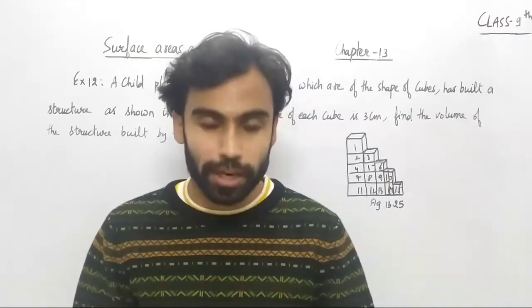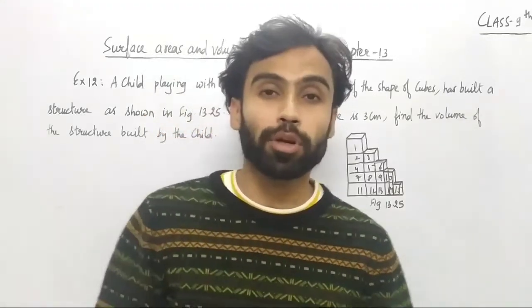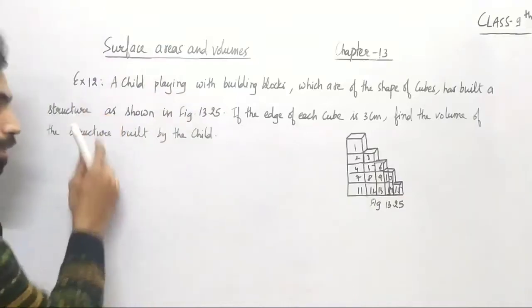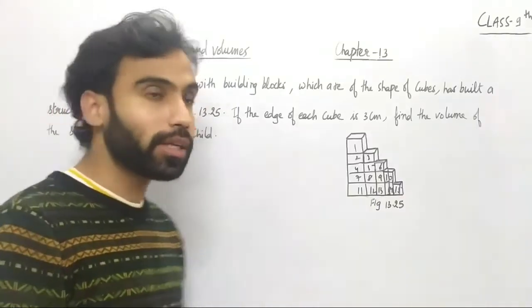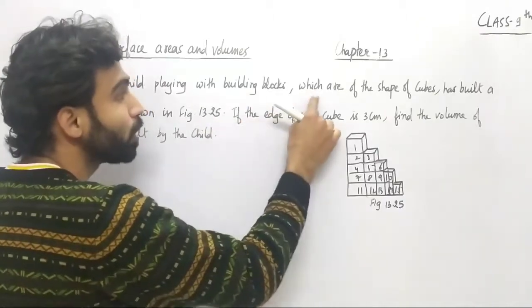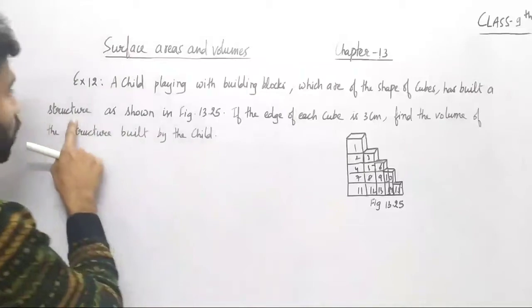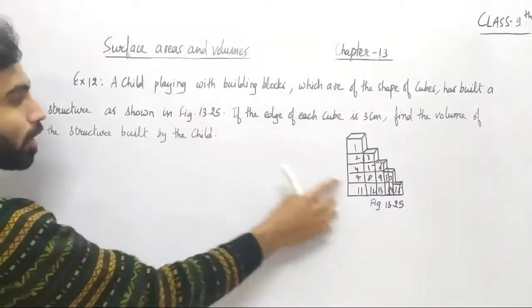So students, let us move on to the next example now. This time I'm going to take example number 12, which is given in the book. You can see a child playing with building blocks which are of the shape of cubes has built a structure as shown in figure 13.25.